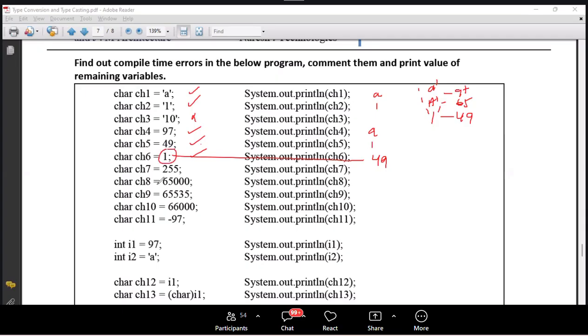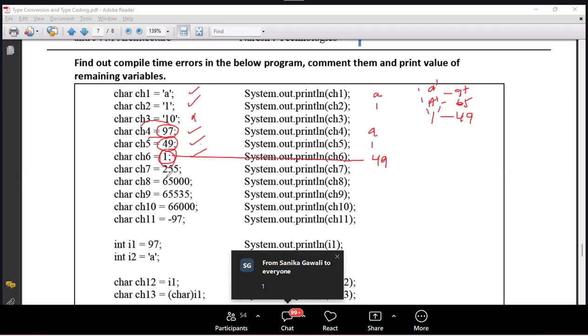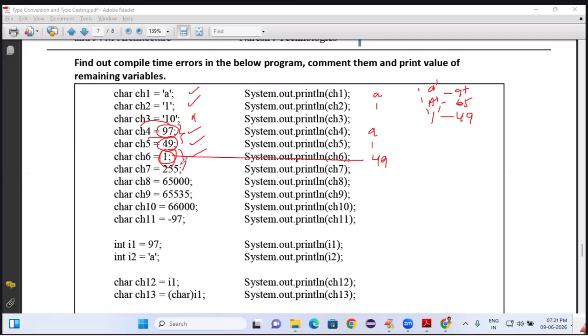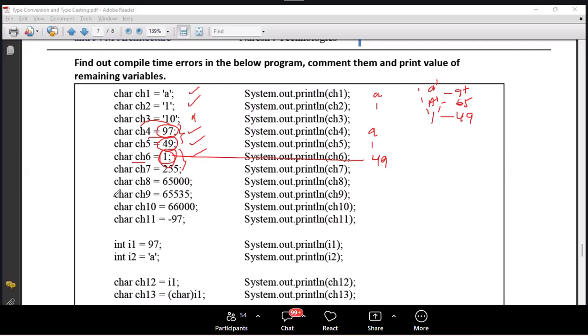What have I assigned here? 1. When I assign 97, what is stored? When I store 49, what is stored? I assigned 1, how will 49 come? Here and here a character comes; here a number is coming. How is 49 stored in the character variable? That's why I'm saying, stop using your brain. Ask the question with compiler terminology. What is the compiler terminology?